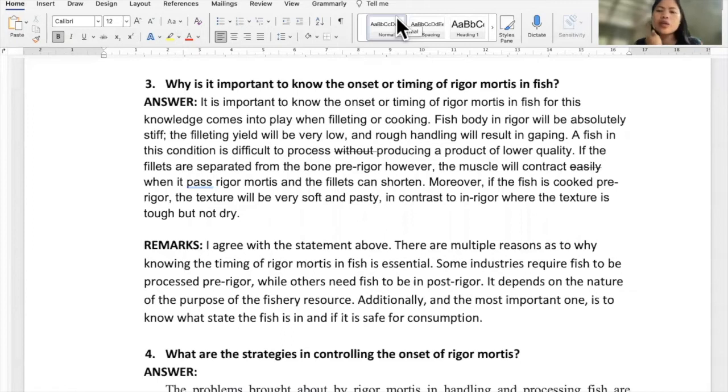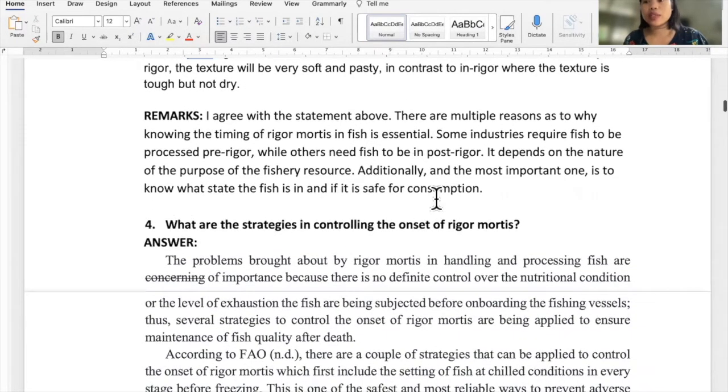In addition, it is also important to know the timing of rigor mortis, because the texture of the fish is also affected kung ano siyang stage. So the one assigned to this item has indicated here that if the fish is cooked pre-rigor, the texture is very soft and pasty, while if it is in rigor, the texture is tough but not dry. Okay, so it is really important to know the status of the fish.